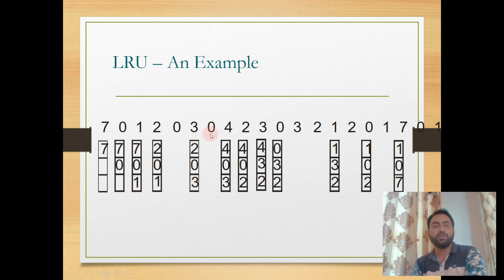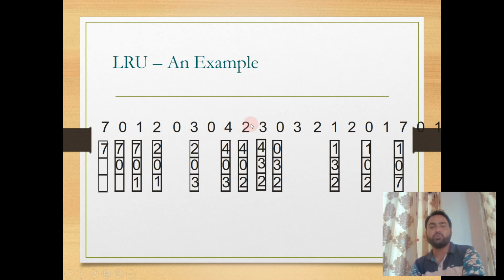So we will replace 1 with page 3. Then comes page 0, which is already available, so no page fault. Then comes page 4. In the frame set, pages are 2, 0, and 3. The 0 is recently used, 3 is recently used, then 2 is the least recently used. So we'll replace page 2 with page 4.